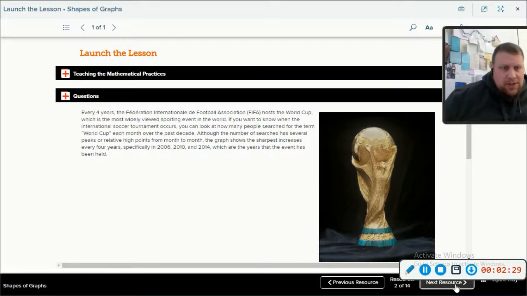Although the number of searches has several peaks or relative high points from month to month, the graph shows the sharpest increases every 4 years. Specifically in 2006, 2010, and 2014, which are the years that the event has been held.